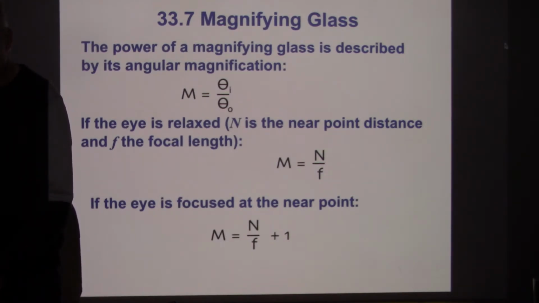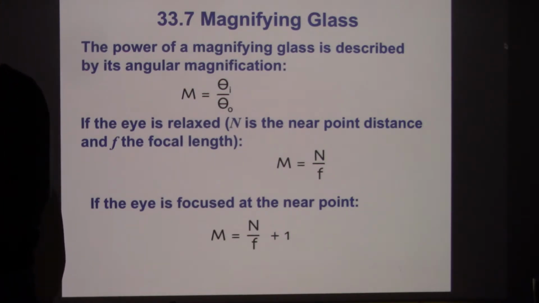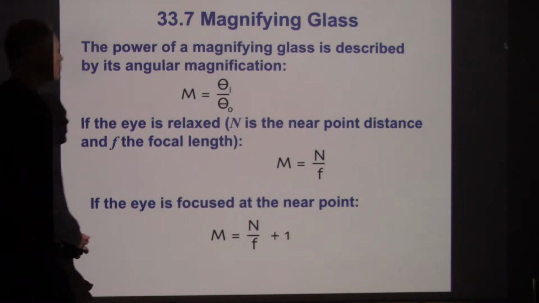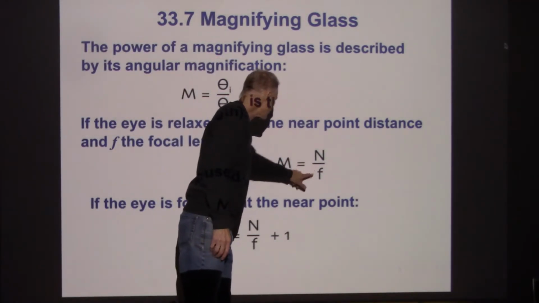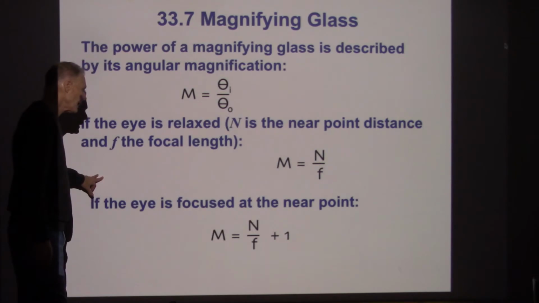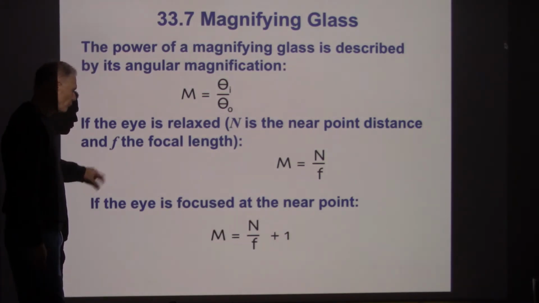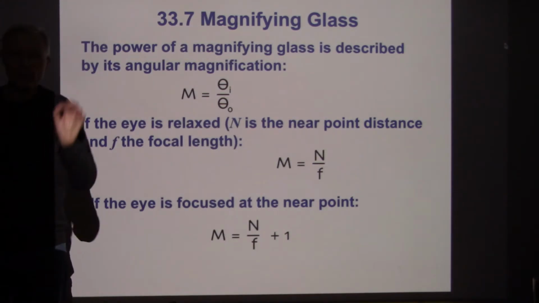All right, and so that's the range of values. If my eye is relaxed, I'm going to get an angular magnification of n over f, and if my eye is focusing at the near point, I can do one better.